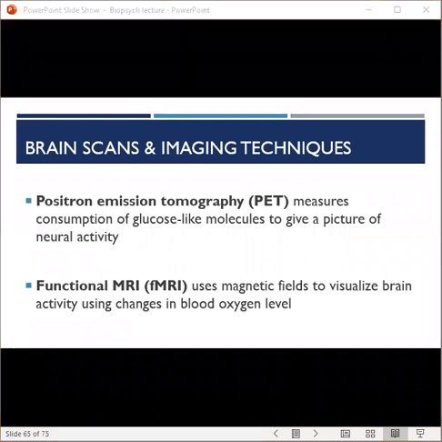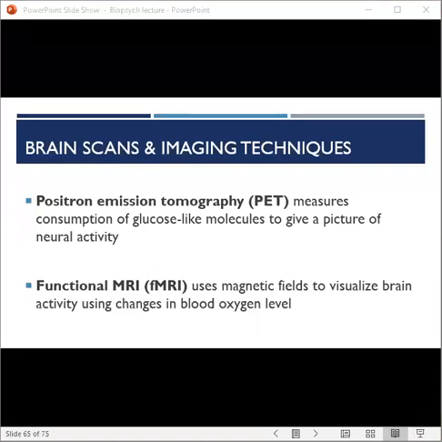CT and MRI scans can show only the brain's structure. They can't actually show activity. So for information on thought or emotion, we need to use functional imaging techniques. Unlike the CT and MRI scans, which can just look at the structure or the build of your brain, positron emission tomography, or PET scans, and functional MRIs, or fMRIs, allow us to measure both structure and function.